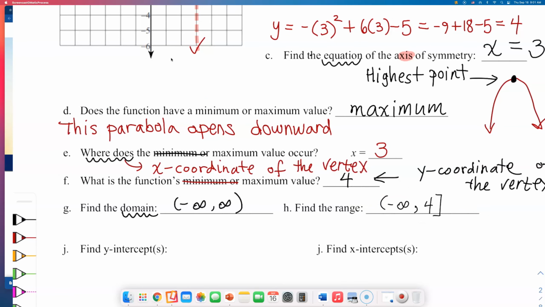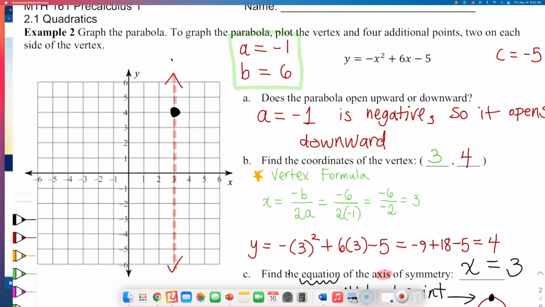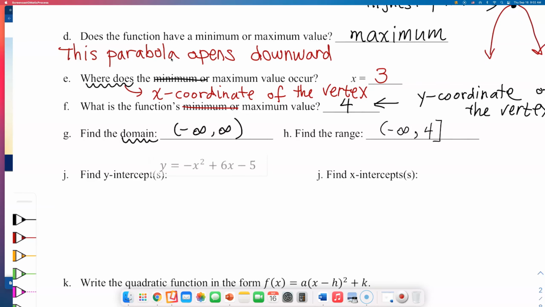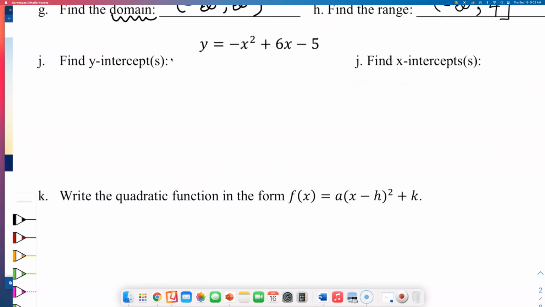Okay. I showed you how to find y and x intercept algebraically, and I will do the same on this example. Because I know you guys have a graphing calculator, Desmos, but we should still be able to do them without a graphing calculator, and it's not that hard.